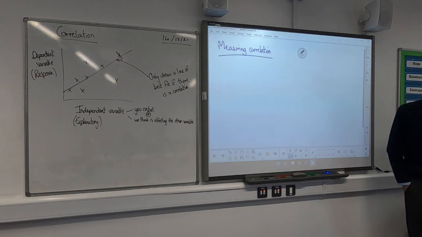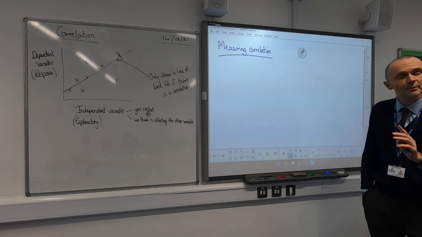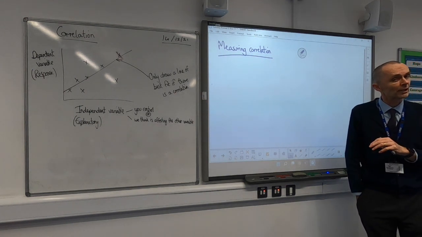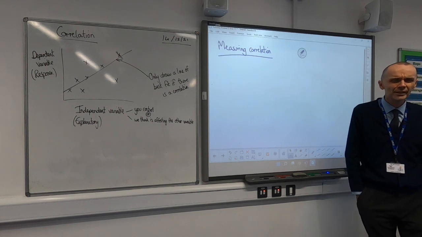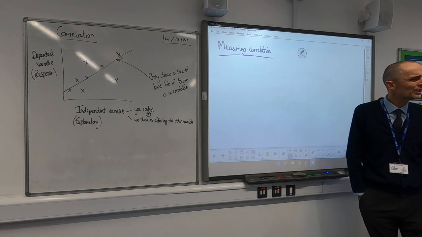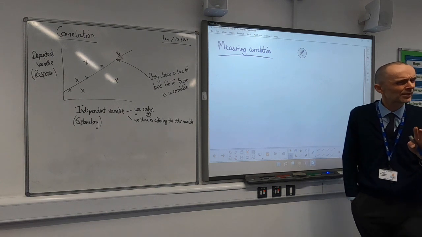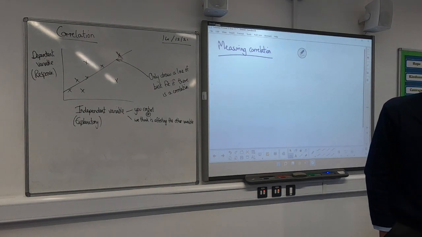There's a couple of ways we measure correlation. Only one of them features on the A-level syllabus. Some of you who do other subjects might have come across other measures of correlation. Anyone do psychology? So some of you might have come across Spearman's. Do you do Spearman's in biology?